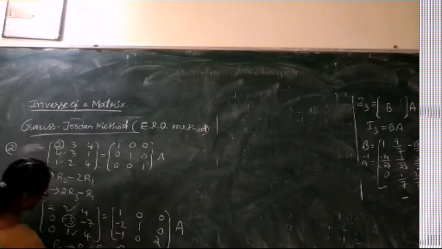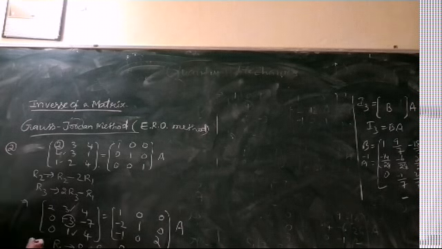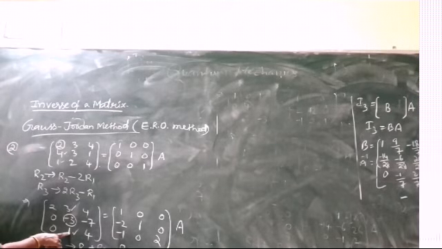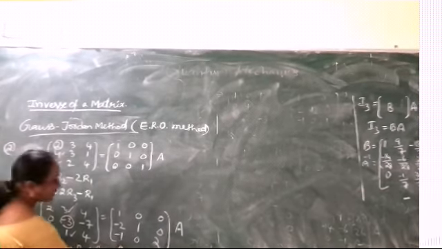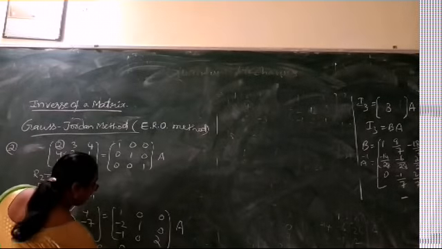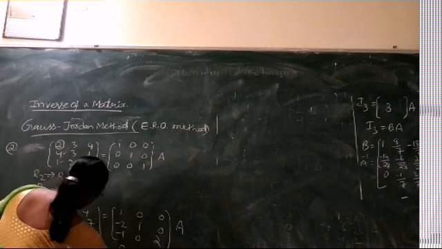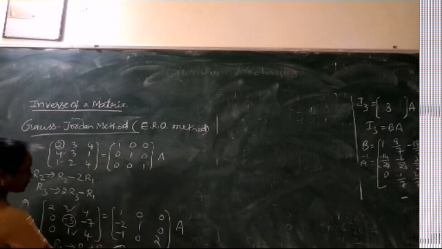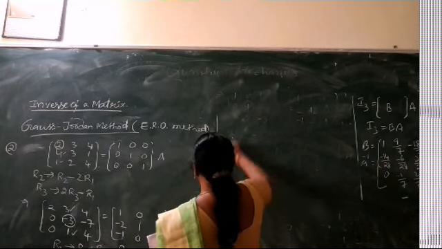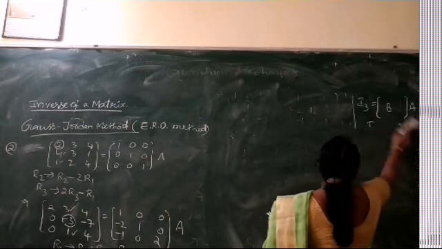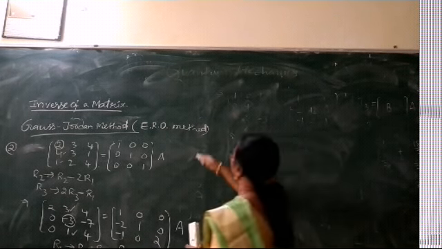And what is for the third row? R3 is already 1. It is better if we make it 3, and on addition with R2 it becomes 0. So it is 3 times R3 plus R2. Now, using these two row operations on either side, what do we get?